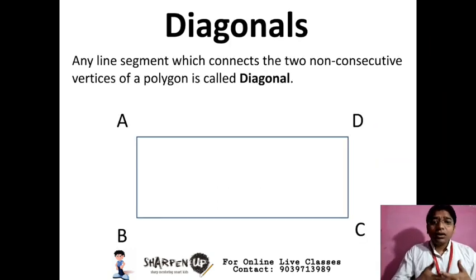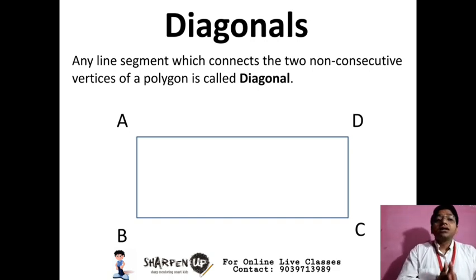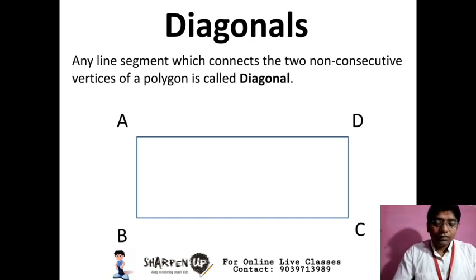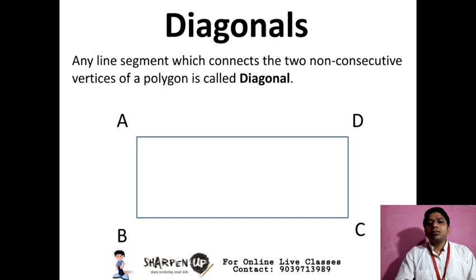Now we will learn about the diagonal. What is a diagonal? Any line segment which connects two non-consecutive vertices of a polygon is called a diagonal. For example, as we can see here, how many vertices do we have in this diagram? A, B, C, D. That means 4 vertices.